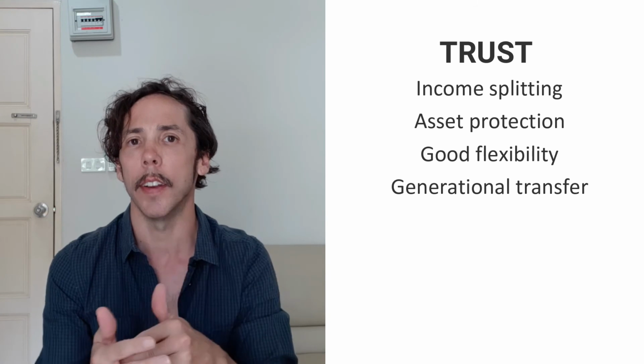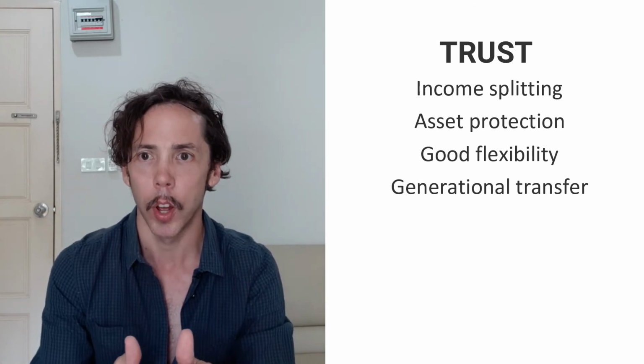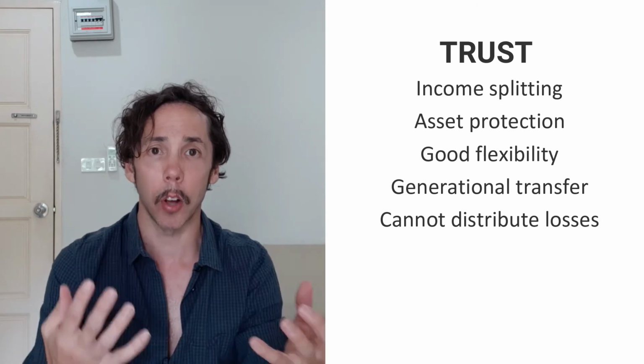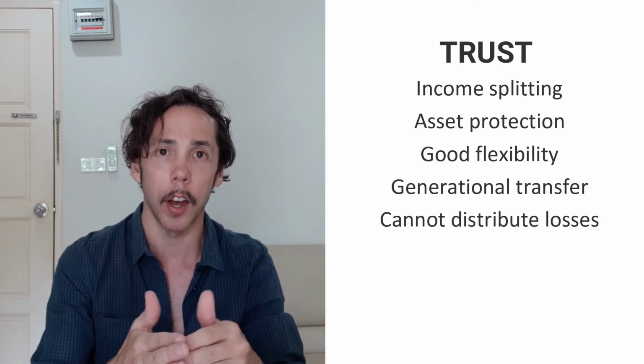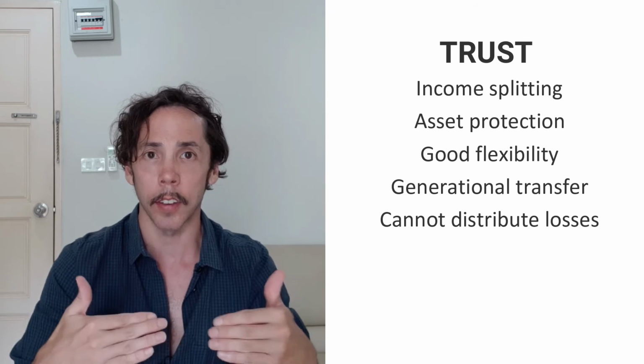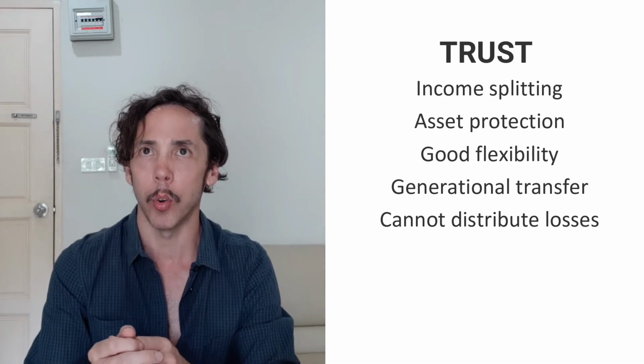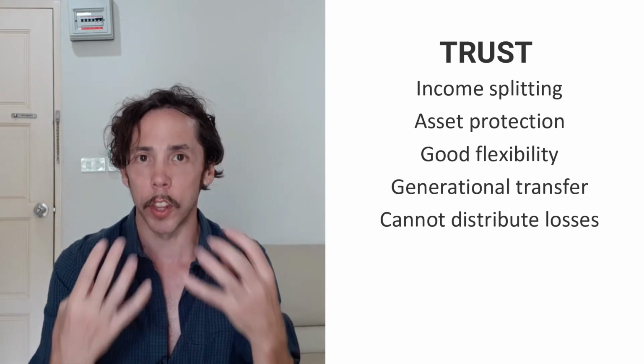Now, trusts cannot negatively gear losses. Say if you're an individual, if you own an investment property and it's making a loss and you're negatively geared, you can take that loss and apply it against other income. Trusts can't do that. They basically have to quarantine that loss within the trust.